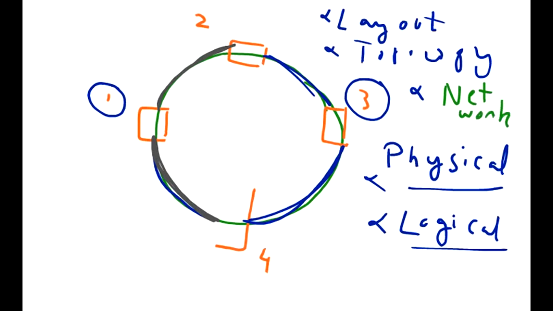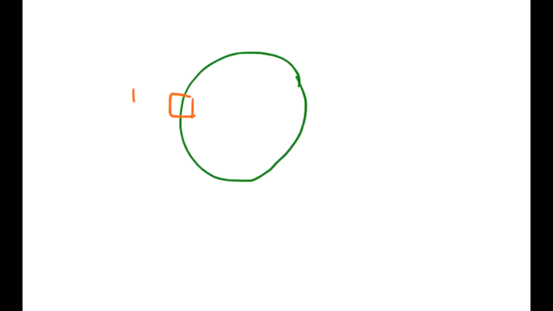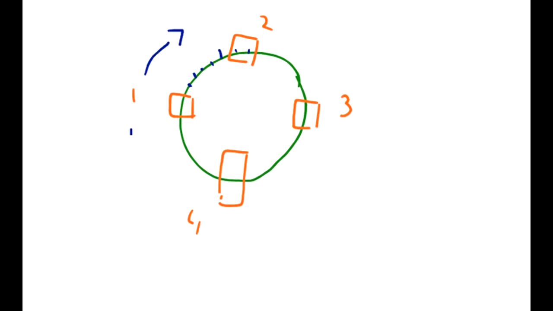So how does the data flow in ring topology? In ring topology, data flows in the form of packets. Let's suppose our computer number 1 would like to communicate with our computer number 3, and we have already seen that we have got a server and computer number 2. If computer number 1 would like to send some data to computer number 3, then the data could flow either way, from 1 to 3 in this direction or this direction.